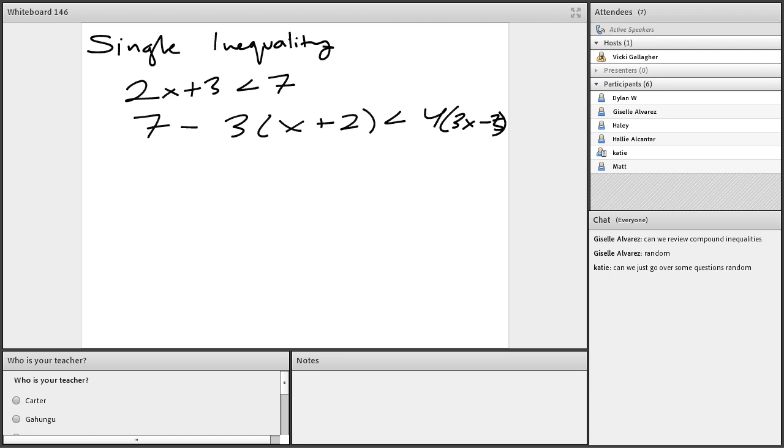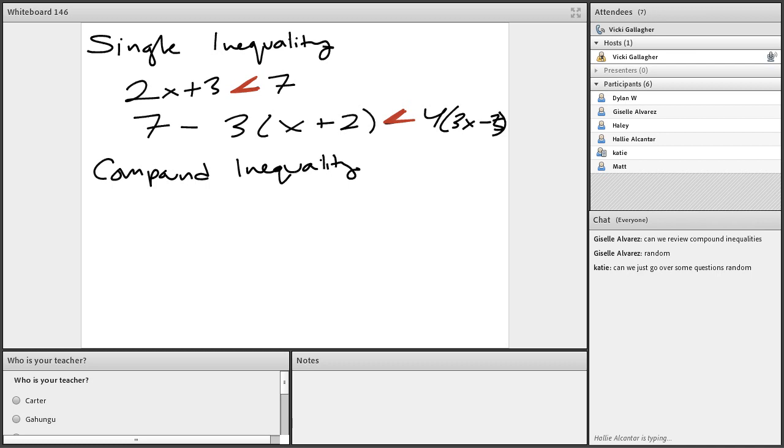There's only one symbol in the problem. This has a less than symbol. I used a less than symbol in this one as well, but you get the idea. There's only one symbol. There's not multiple symbols. And if there are multiple symbols, then we get into the one that you had asked about, the compound inequalities, which we will definitely solve some of those. But a compound inequality is one where there's multiple symbols in a single question.